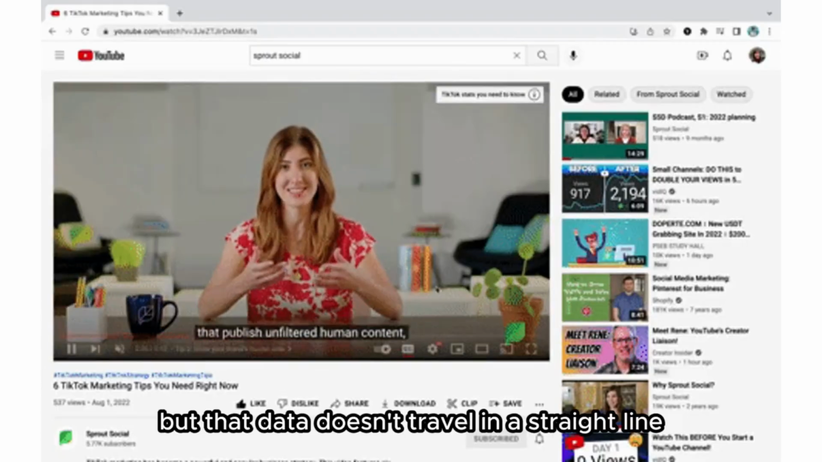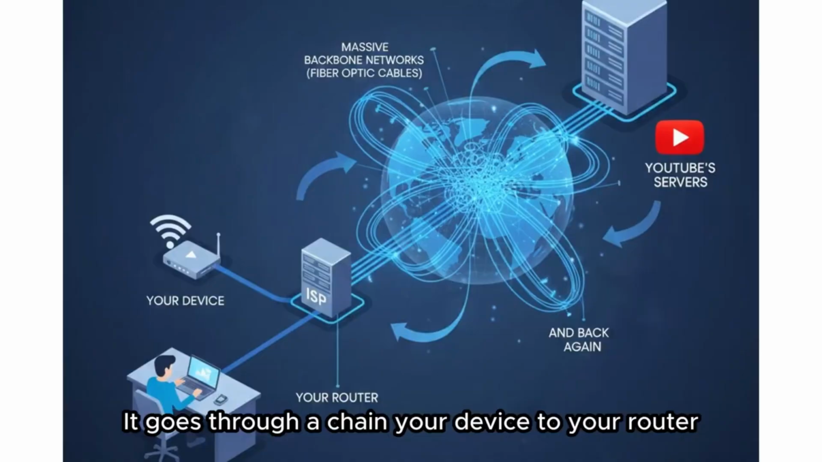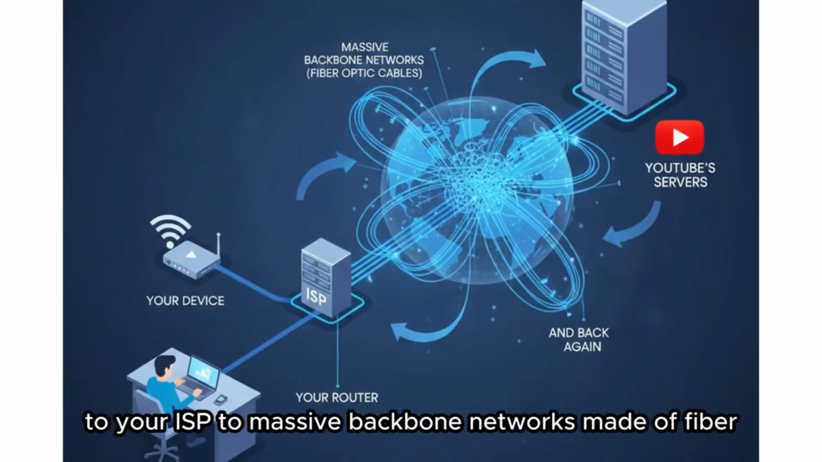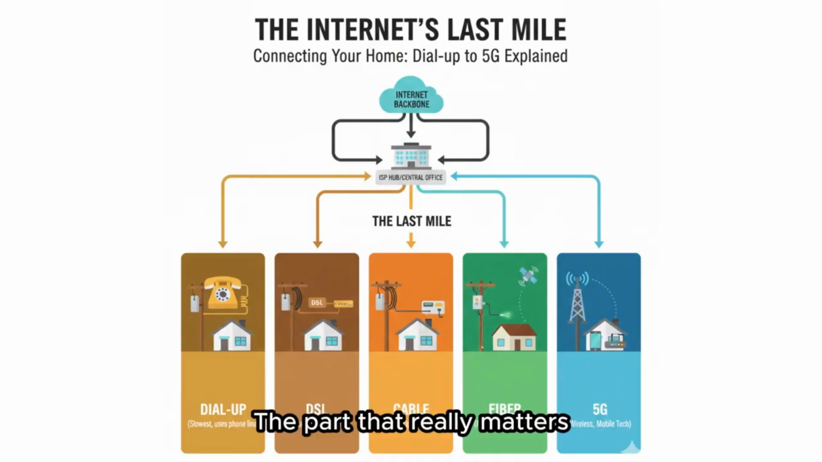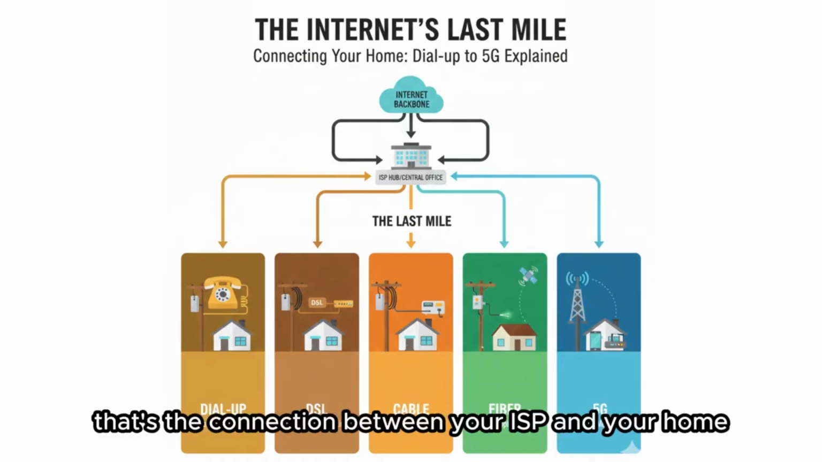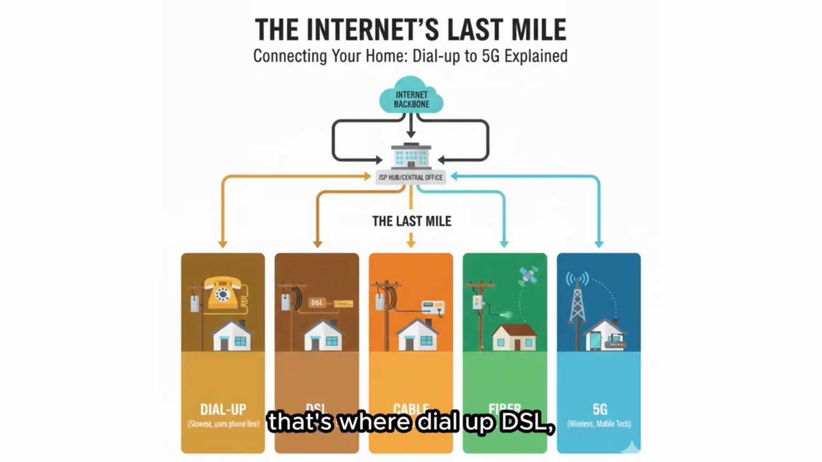But that data doesn't travel in a straight line. It goes through a chain. Your device, to your router, to your ISP, to massive backbone networks made of fiber, to YouTube servers, and then all the way back again. The part that really matters for your everyday experience is the last mile. That's the connection between your ISP and your home. That's where dial-up, DSL, cable, fiber, satellite, and 5G come in.